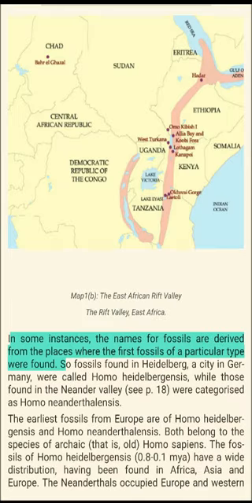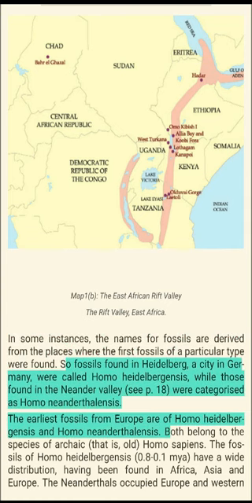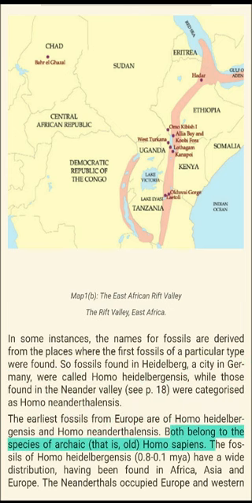In some instances, the names for fossils are derived from the places where the first fossils of a particular type were found. So fossils found in Heidelberg, a city in Germany, were called Homo heidelbergensis, while those found in the Neander Valley were categorized as Homo neanderthalensis. The earliest fossils from Europe are of Homo heidelbergensis and Homo neanderthalensis. Both belong to the species of archaic, that is, old, Homo sapiens.